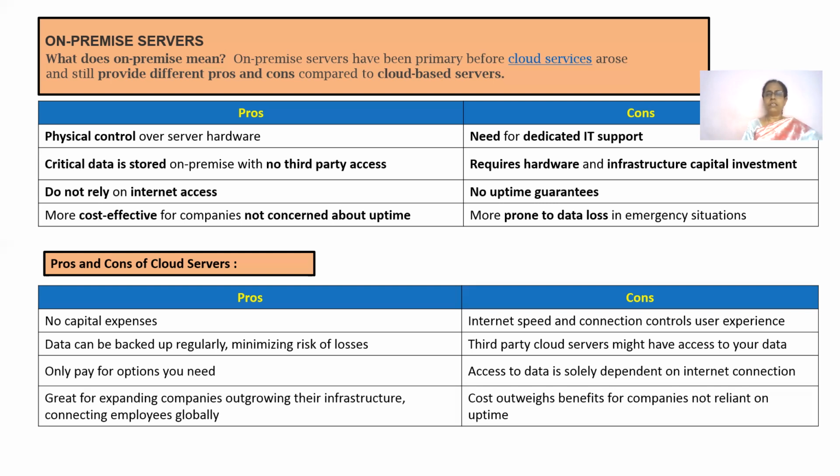And here the con is you definitely need a good internet speed and good connection controls. If you're taking an internet connection, it should be high speed so that you can access the cloud services. Data can be backed up regularly, minimizing the risk of losing any of your information. Every day, you can back up as much information as you want and you never lose your information or your data. And what is the con for it?